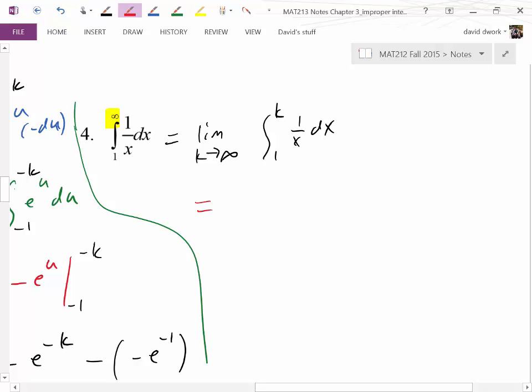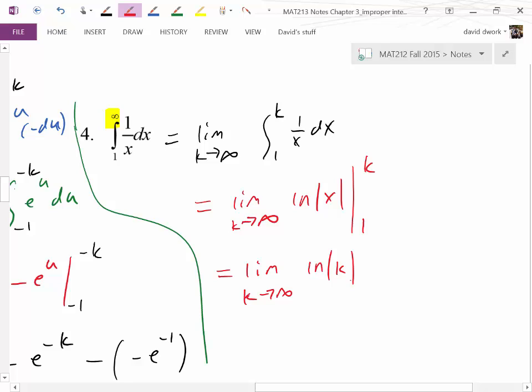So now we have to go ahead and do our integration like normal. And 1 over x, hey, do we all remember that's our favorite one, because that's the hidden one. That's just natural log. And we're going to say that's natural log evaluated from 1 to k. So now what we're going to get is the limit as k approaches infinity of the natural log of k minus the natural log of 1.